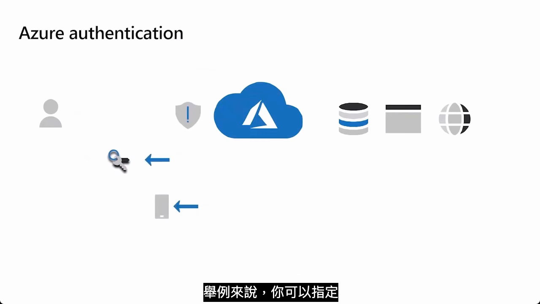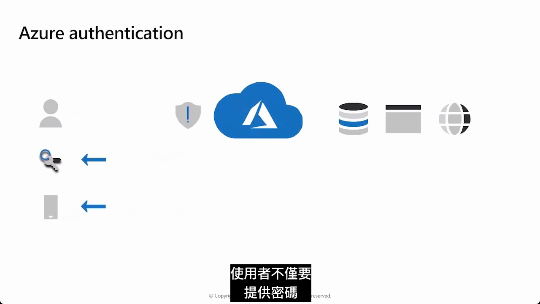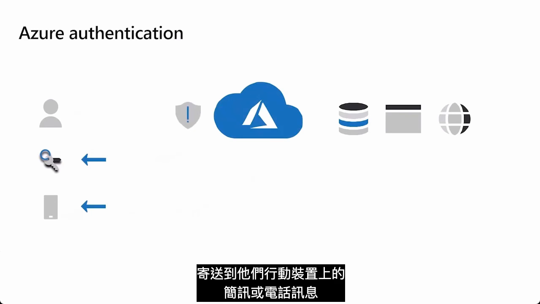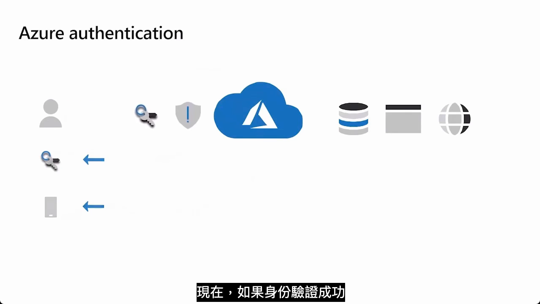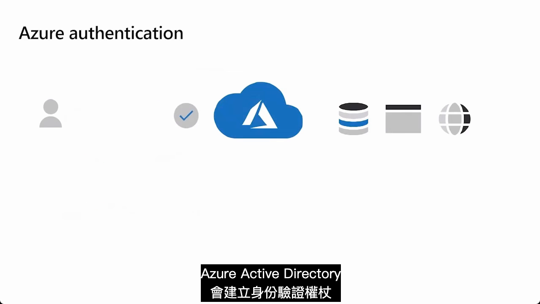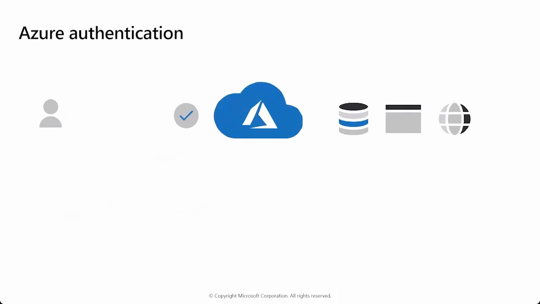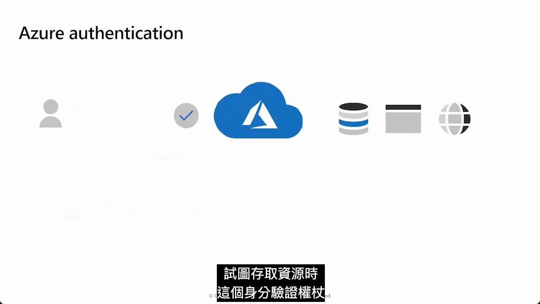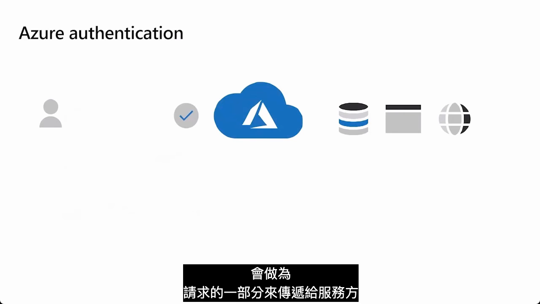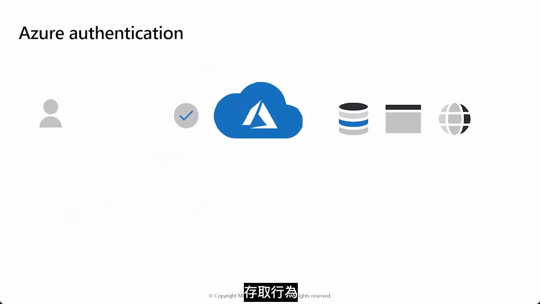For example, you could specify that not only does the user have to provide a password, but they also need to respond to a text or a phone message sent to their mobile device before authentication. Now, if the authentication is successful, Azure Active Directory creates an authentication token for the user or the application to use. Which means when that user or application attempts to access a resource, this authentication token is passed as part of the request to the service. And the token is then used by the service to authorize the access to that resource.